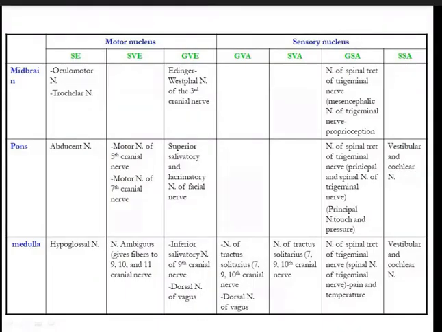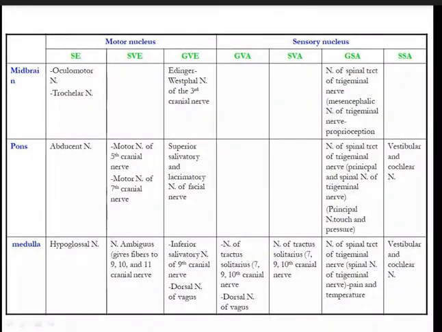And the nuclei which are present as the motor and sensory nuclei in the medulla oblongata, for example, the hypoglossal nerve, that is the somatic efferent; special visceral efferent, for example, nucleus ambiguus; and the general visceral efferent, inferior salivatory nucleus, which is responsible for the ninth cranial nerve and the vagus; general visceral afferent, for example, nucleus of tractus solitarius in relation to cranial nerves 9th and 10th; and the special visceral afferent; general somatic afferent from the pain and temperature of the trigeminal area, head and neck region; and special somatic afferent, for example, the vestibular and the cochlear nerve.